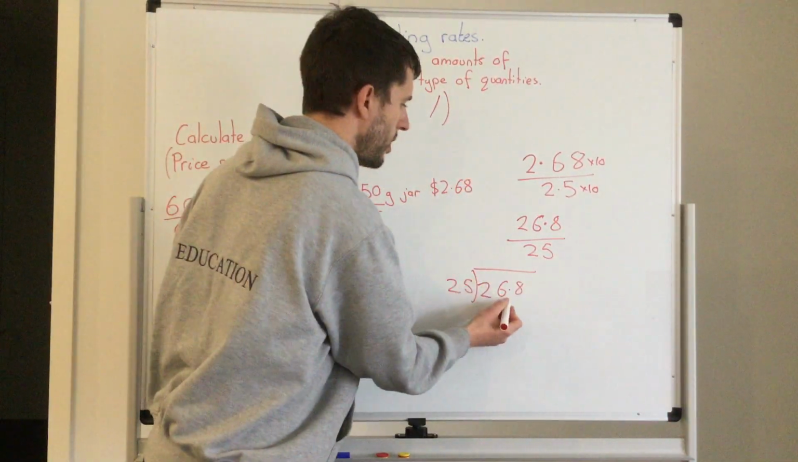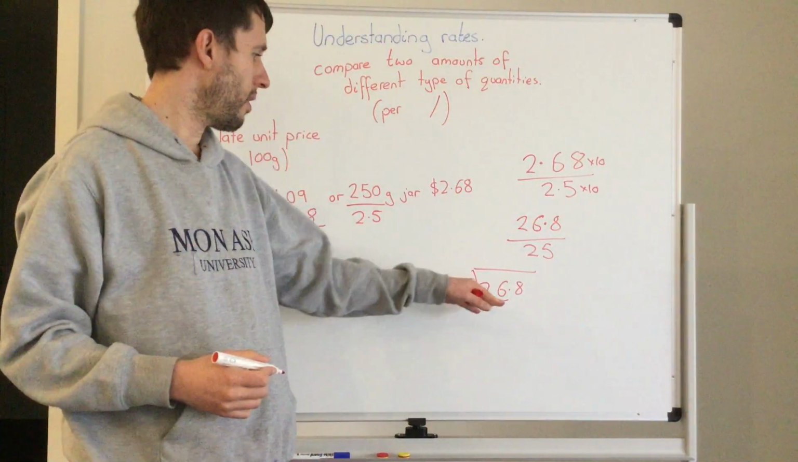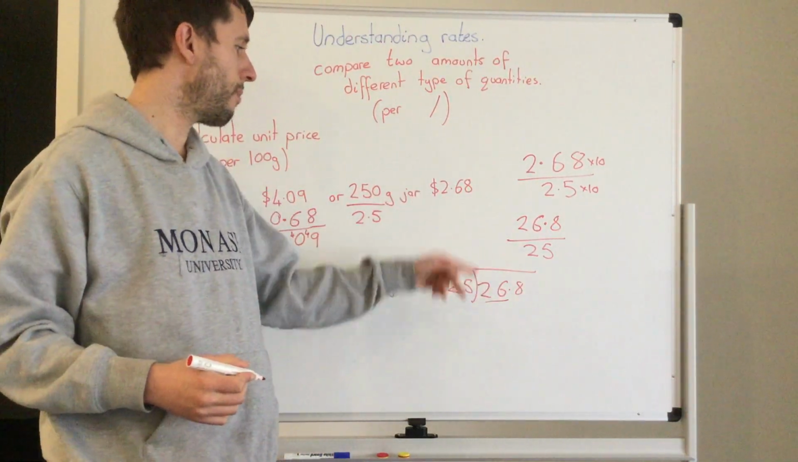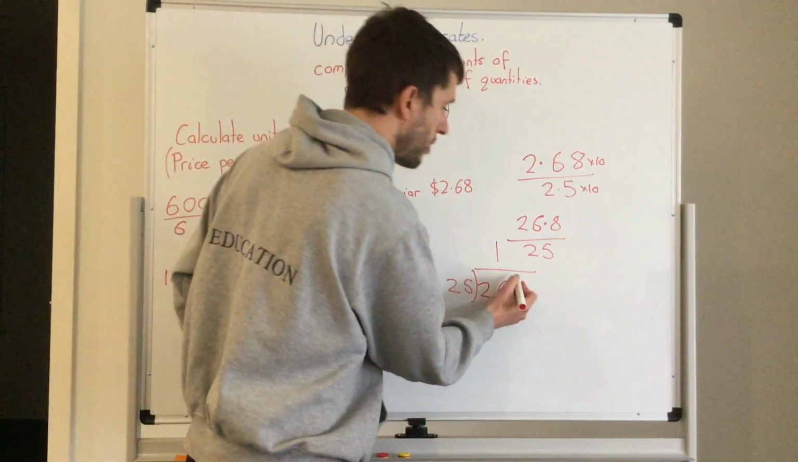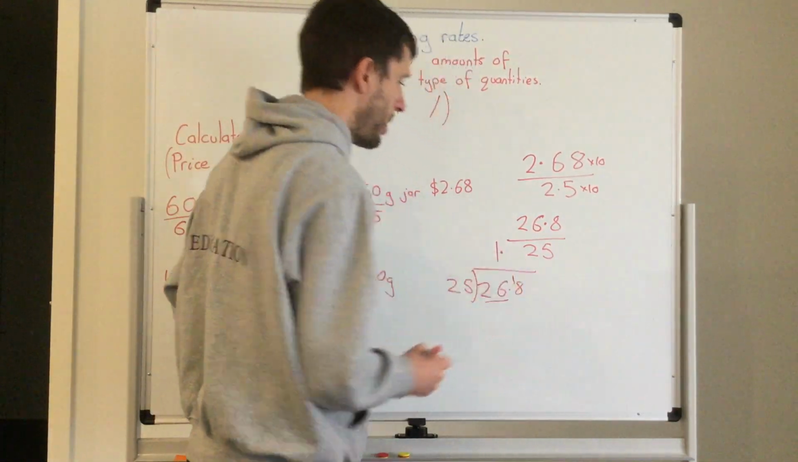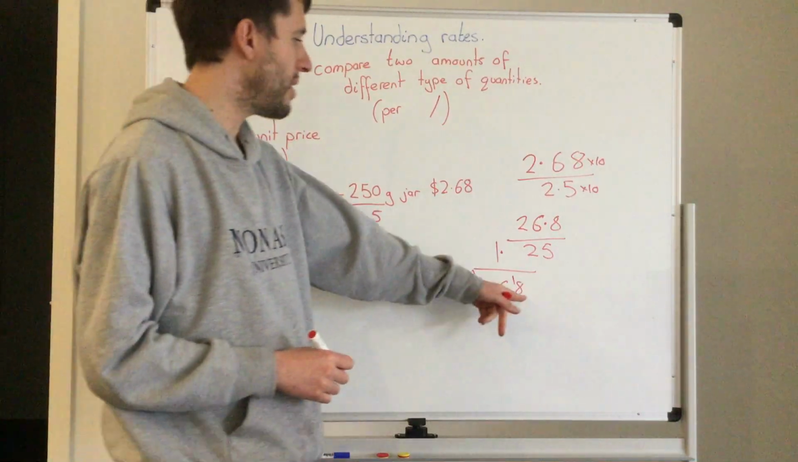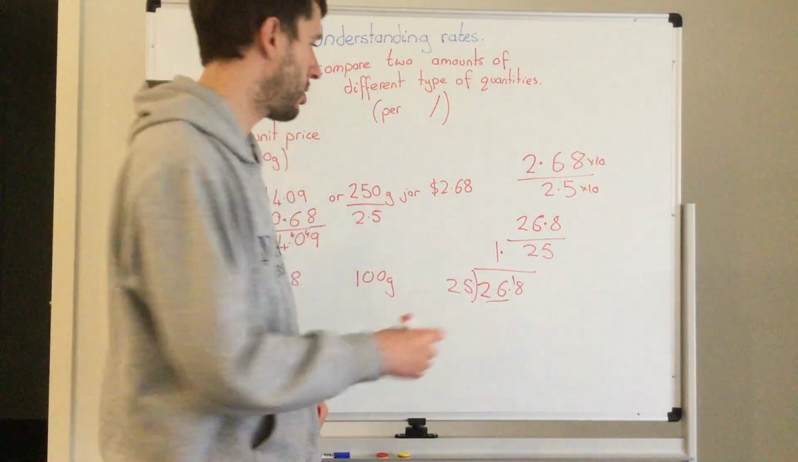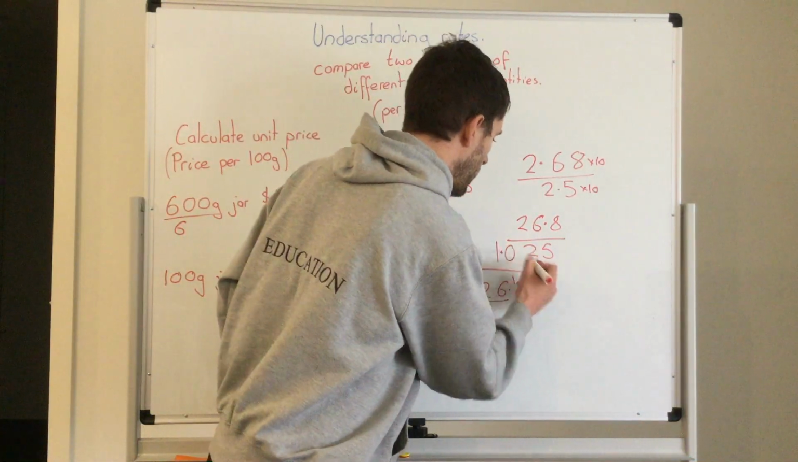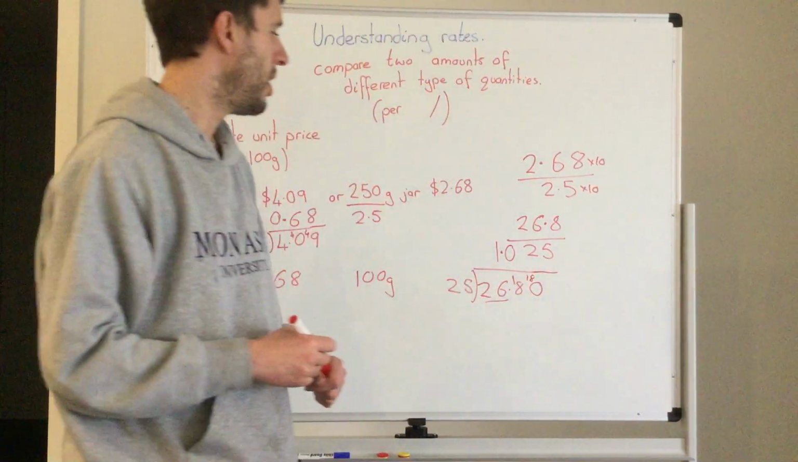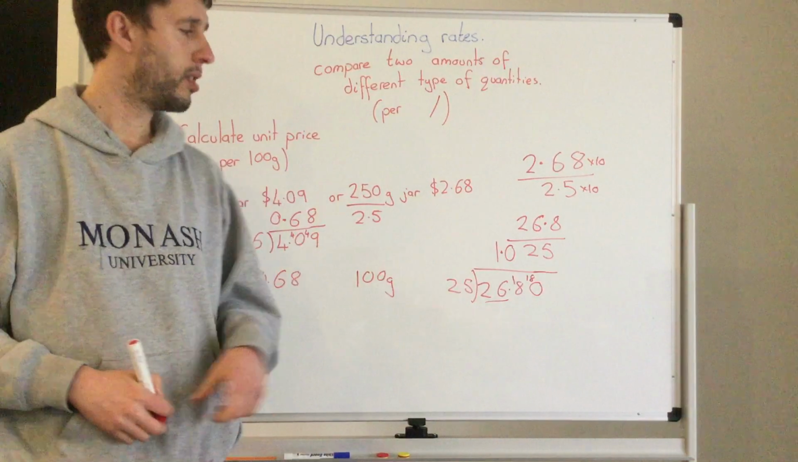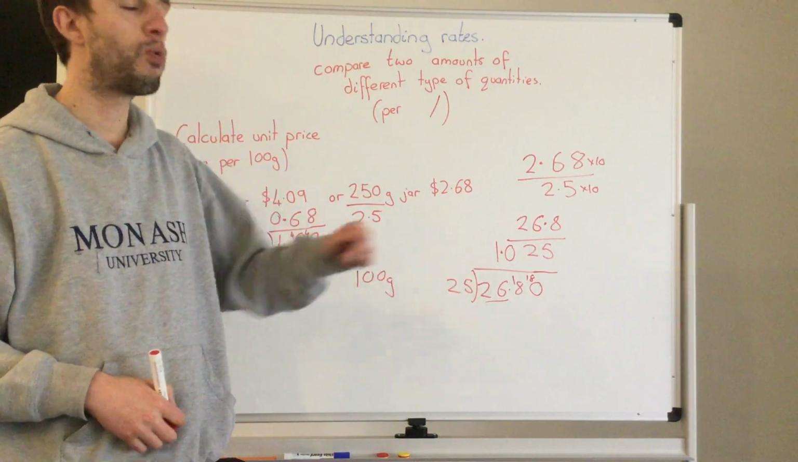So I look at this, if I've got 26 and I'm sharing between 25, it'll be 1. I've got 1 left over, so I carry that, and then I put a point here. Then I've got 18, I can't share that, so I will put a 0. And then I carry the 18 over and drop the 0. So now I've got 180. And I'm sharing between 25.